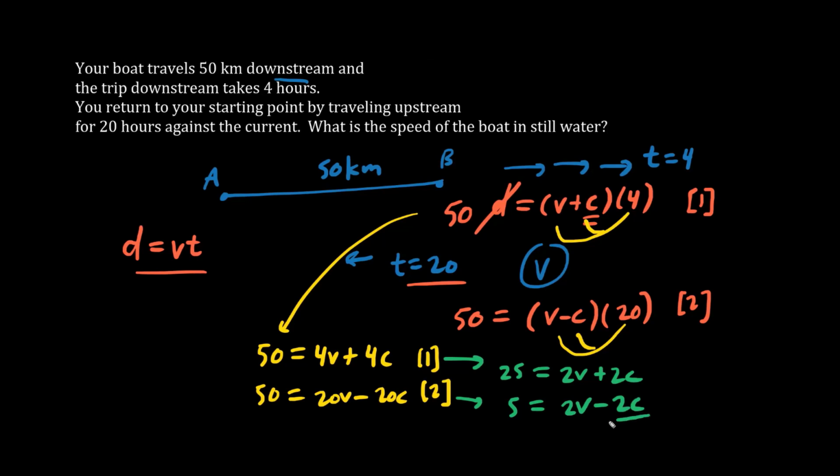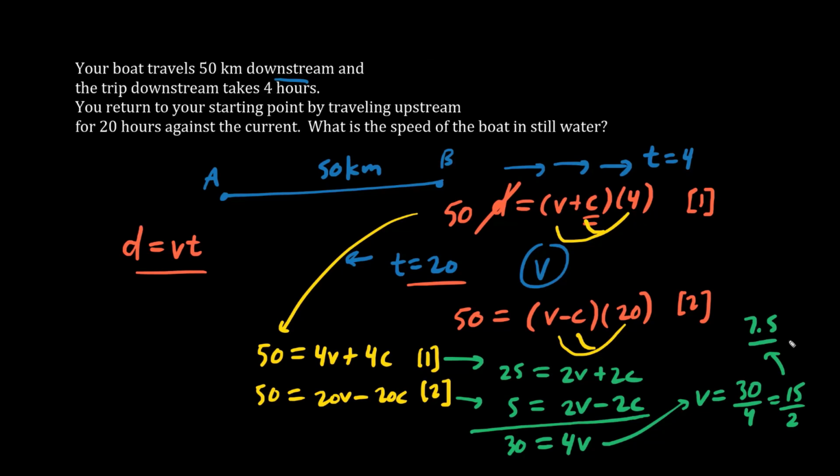Let's now add these equations. 25 plus 5 is 30. 2v plus 2v is 4v. And positive 2c minus 2c cancels out, so it's plus 0. Dividing both sides by 4, we have v equals 30 over 4, which is 15 over 2. This is equivalent to 7.5. So the speed of the boat in still water is 7.5 kilometers per hour.